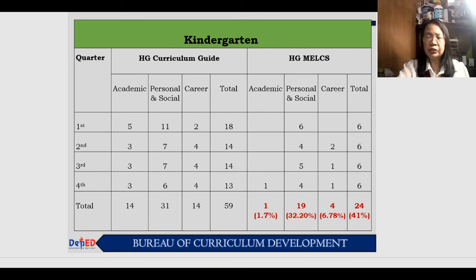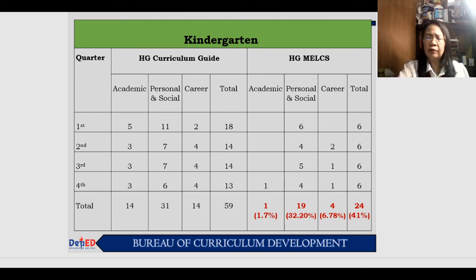Now, why personal social? To gain more understanding of the importance of oneself and also to analyze responsible decisions by providing proper steps toward decision making. For the third quarter, the total number of learning competency from the curriculum guide are 14, and looking at the MELCs, there are 5 MELCs from personal social and 1 MELC from career development domain, with a total of 6 MELCs. For the fourth quarter, the total number of learning competency from the Homeroom Guidance Curriculum Guide are 13, and now there are 1 MELC from academic, 4 MELCs from personal social, and 1 MELC from career development domain.